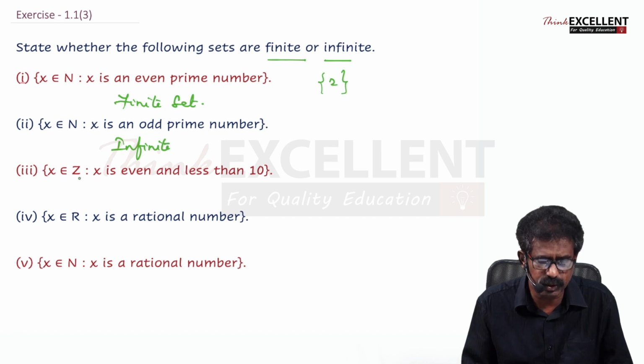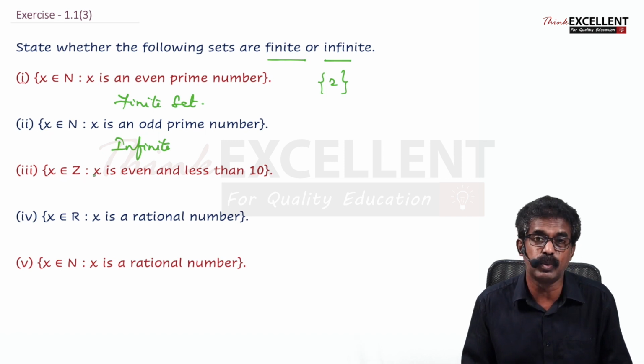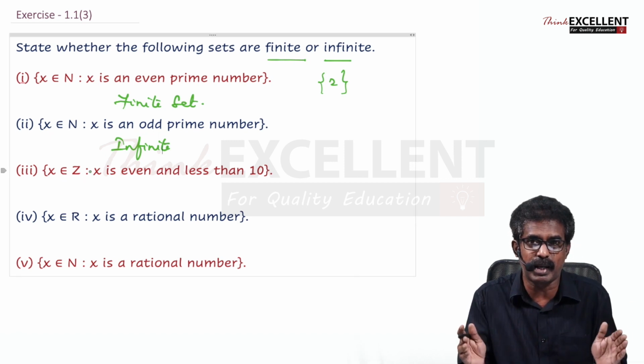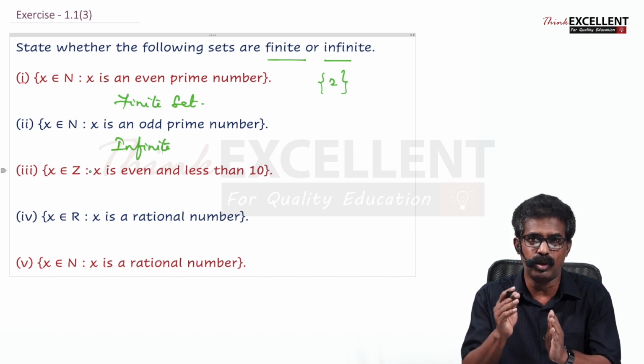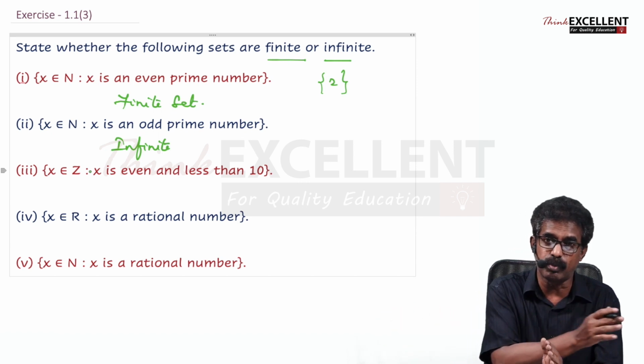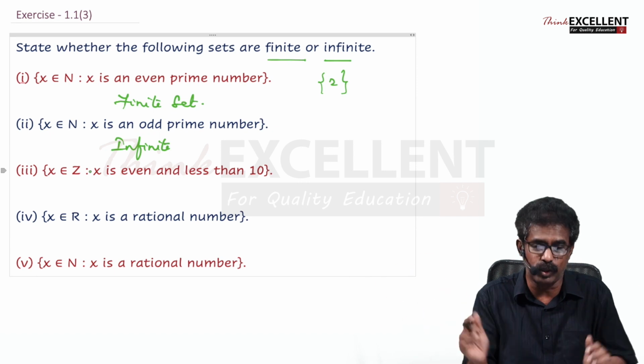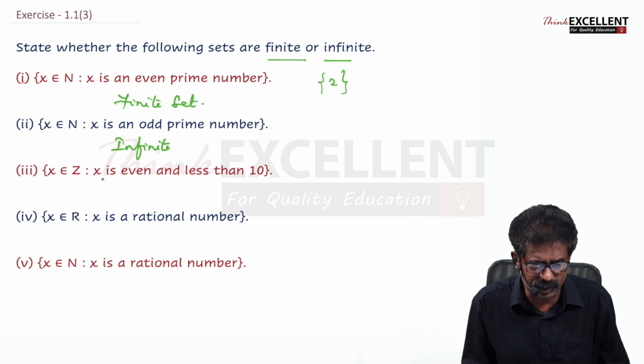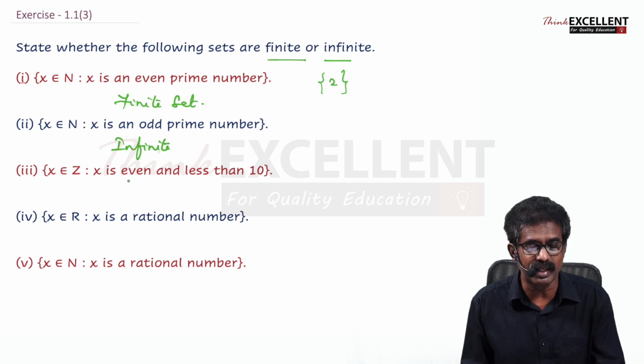Then x belongs to Z. Z means what? Integer. Immediately it should come to your mind. Integer means 0, 1, 2, 3, 4, etc., minus 1, minus 2, minus 3, etc. Both the ends it goes, right? And another condition, it is not only an integer, it is even. One more condition, less than 10.